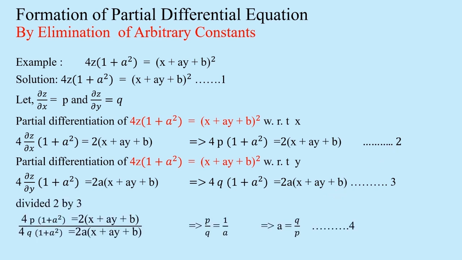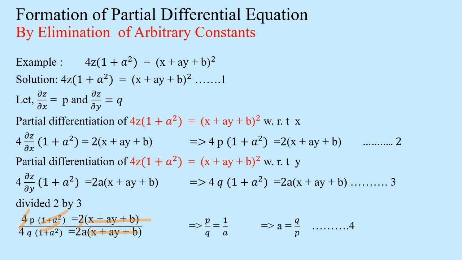So 4 and 4 will get cancelled. 1 plus a square and 1 plus a square will get cancelled. 2 and 2 will get cancelled. x plus ay plus b and x plus ay plus b will get cancelled. So we get p by q is equal to 1 by a, and we'll call this equation 4.